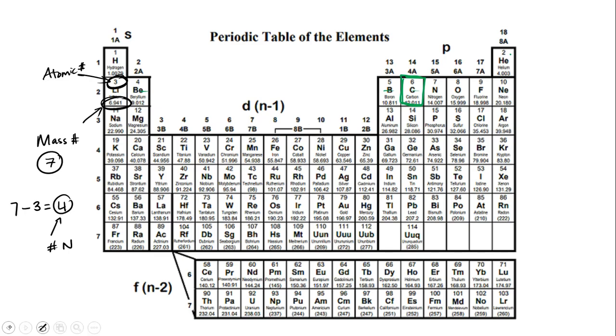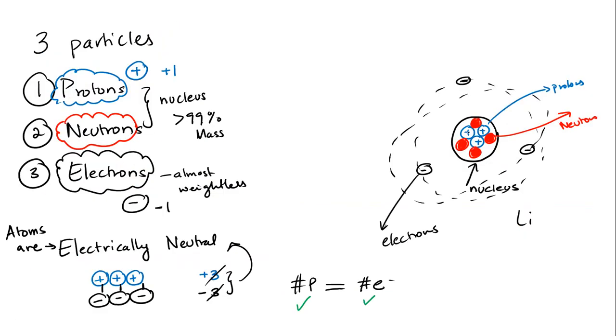Okay, so that's what I drew. I drew 3 protons, 4 neutrons, and 3 electrons. So lithium has 3 protons, 4 neutrons, and 3 electrons. 3 plus 4 gives you a mass number of 7. Okay, the mass of the nucleus is 7.